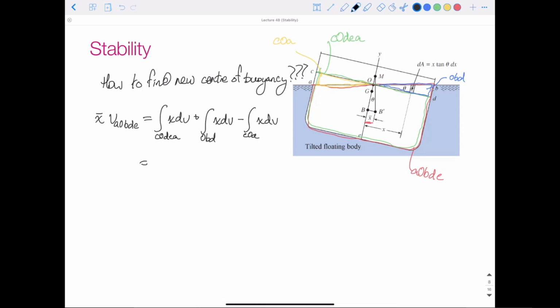So if we solve for this, we'll find that the original shape, because it's symmetric, the x distance to the center of the original shape is 0. So the first term is 0. And then our next shape, we only have the two integrals OBD minus COA.